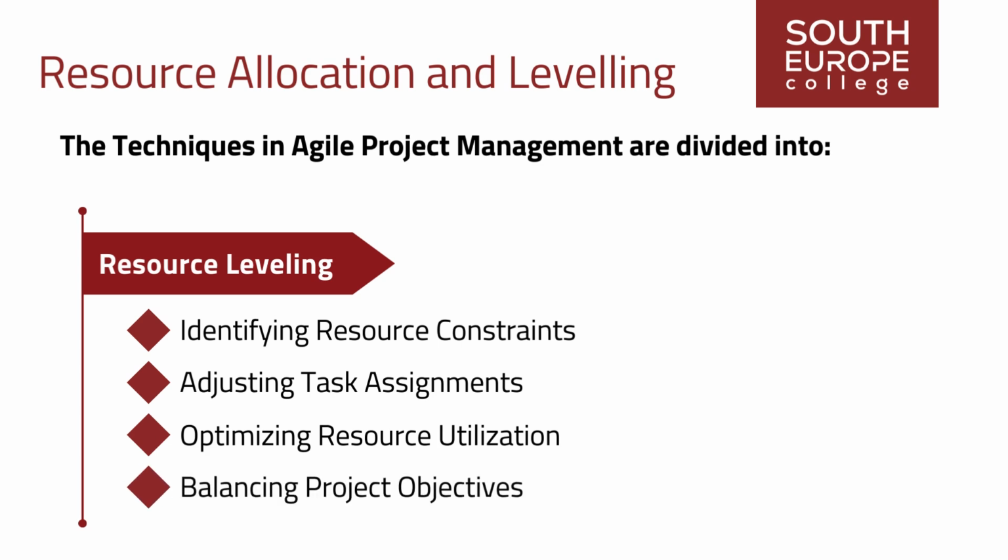Balancing project objectives. Resource leveling requires project managers to balance project objectives, resource constraints, and stakeholder priorities. They consider the impact of resource leveling on project scope, budget, and quality to ensure that project goals are still achieved within the constraints of the project.